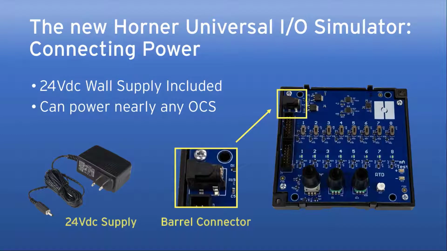Okay, so let's talk about how you actually connect this guy up. It's pretty straightforward, but I think we should cover that. First of all, we include a 24-volt DC supply, a plug-in-the-wall type, that has enough oomph to basically power any OCS, and it plugs in with the barrel connector.